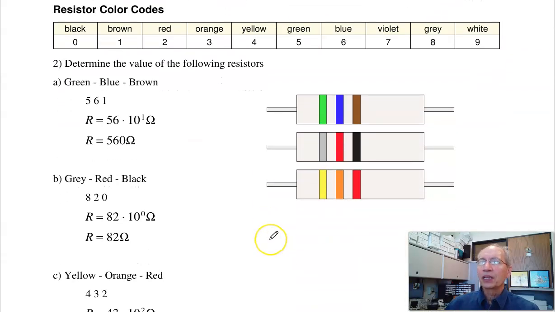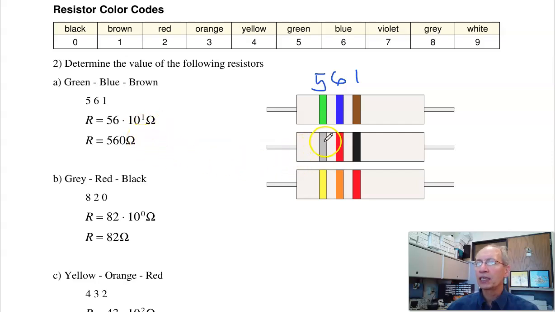Problem 2 is reading resistors. Resistors are specified by color code. If you look at them, you can tell what they are. It's how they're labeled. What the numbers mean is 0 through 9 corresponds to colors. The first two numbers are the mantissa. The third number is the exponent. So this would be 5, 6, 1. That means 56 times 10 to the 1 ohms, or 560 ohms.